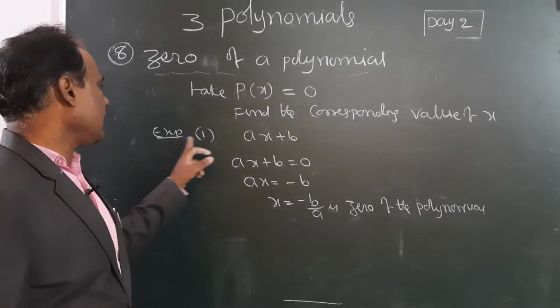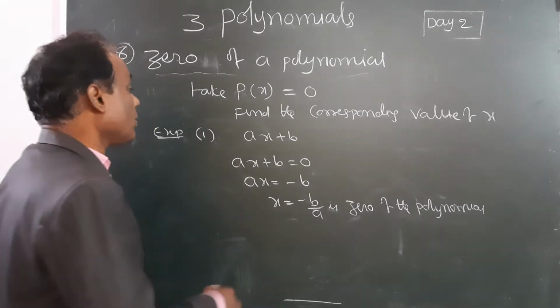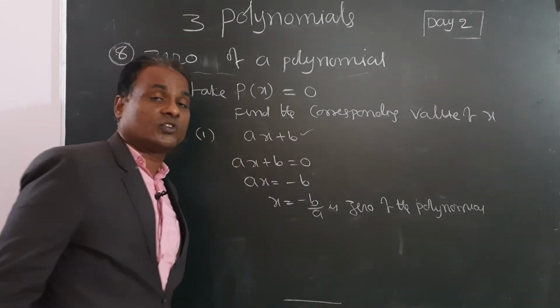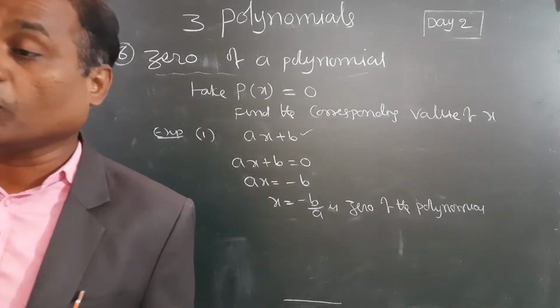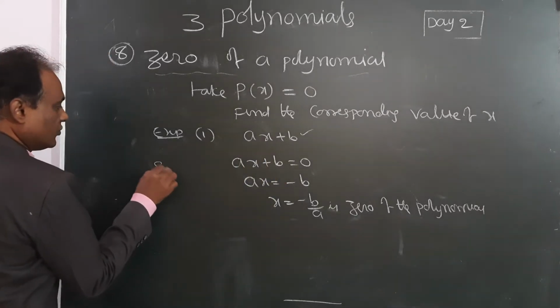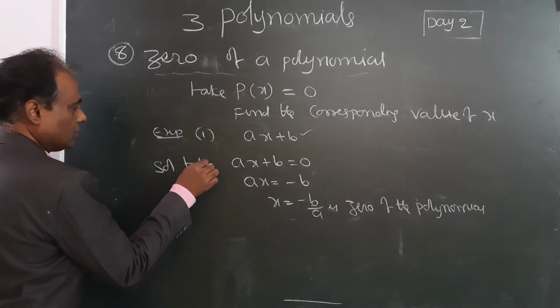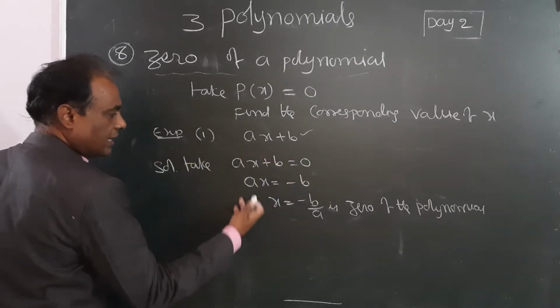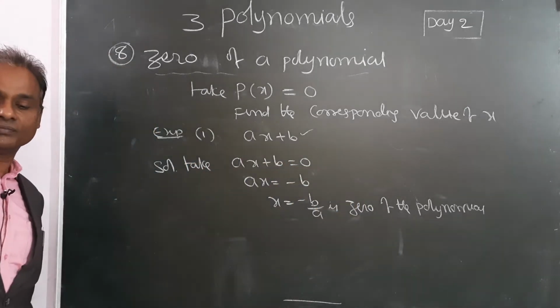Write down. Example, find the zero of the polynomial ax plus b. Solution: take ax plus b is equal to 0 and this is the answer. That's all. Write down.